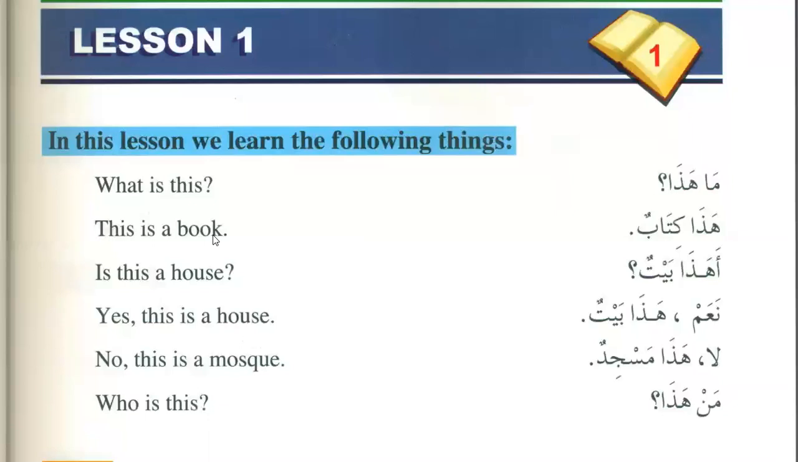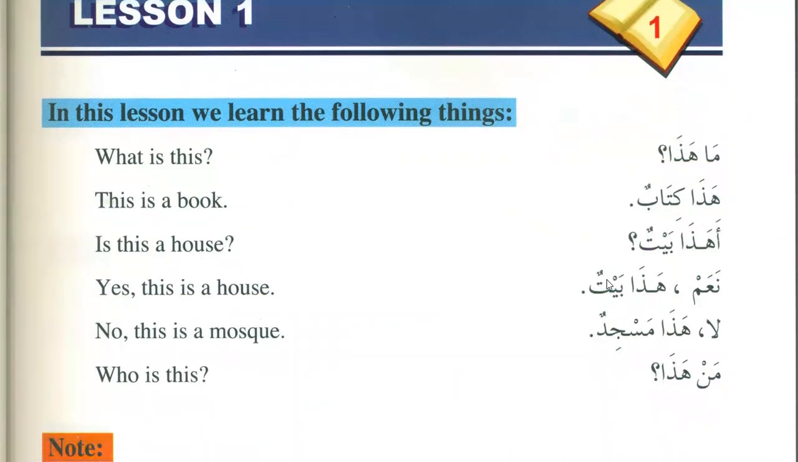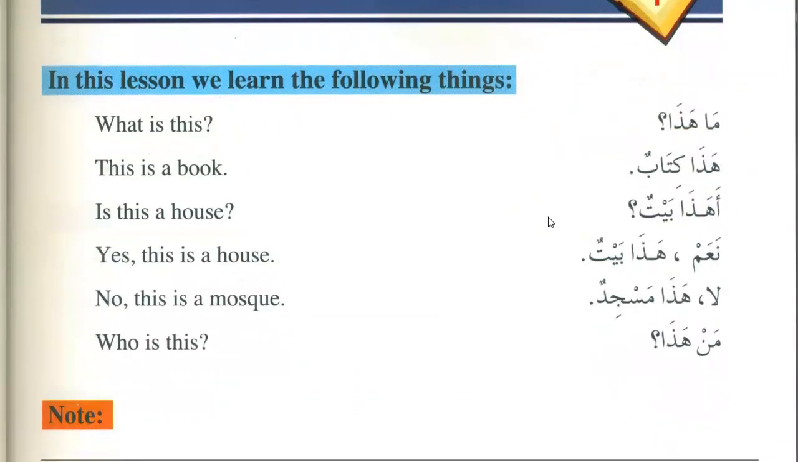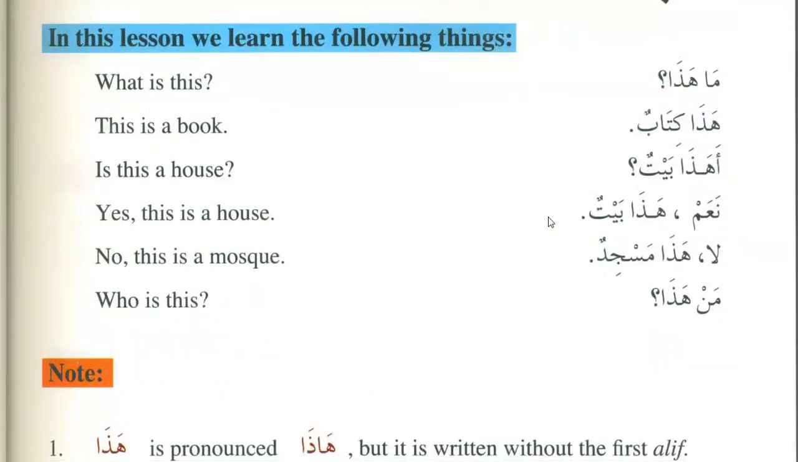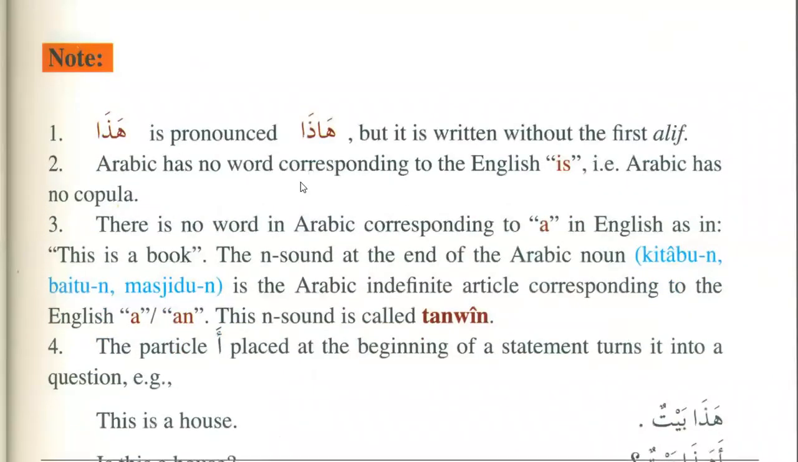Ma hada, what is this? Hada kitabun, this is a book. Ma hada? Hada baytun, this is a house. Is this a house? Naam, hada baytun, this is a house. Hada masjidun? No, this is a mosque. Man hada, who is this? Okay, now read this note also.